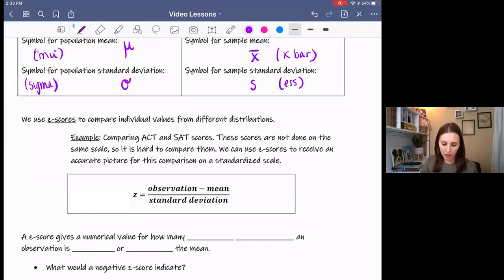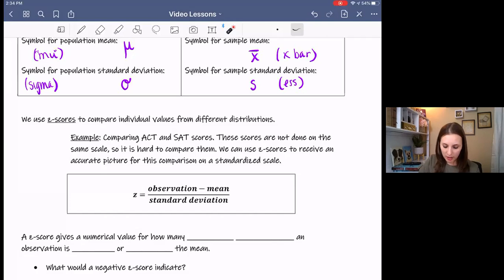So this is the formula for finding a z-score. This is in words. You take the observation that you're looking at minus the population mean, and divide it by the standard deviation. This formula gives us a z-score, which indicates how many standard deviations something is above or below the mean.